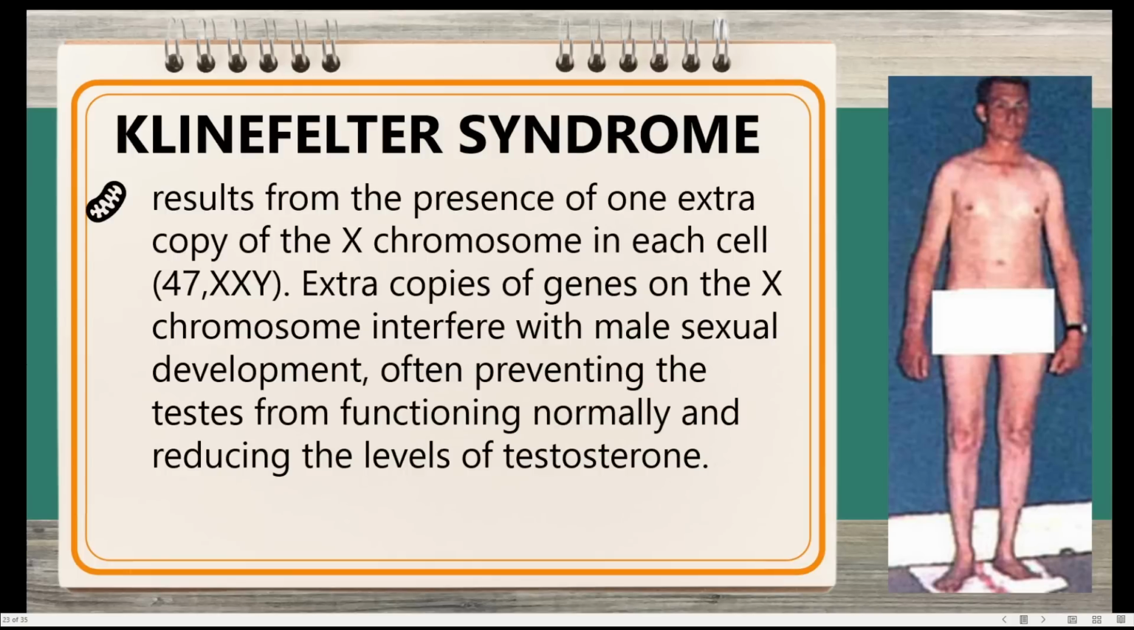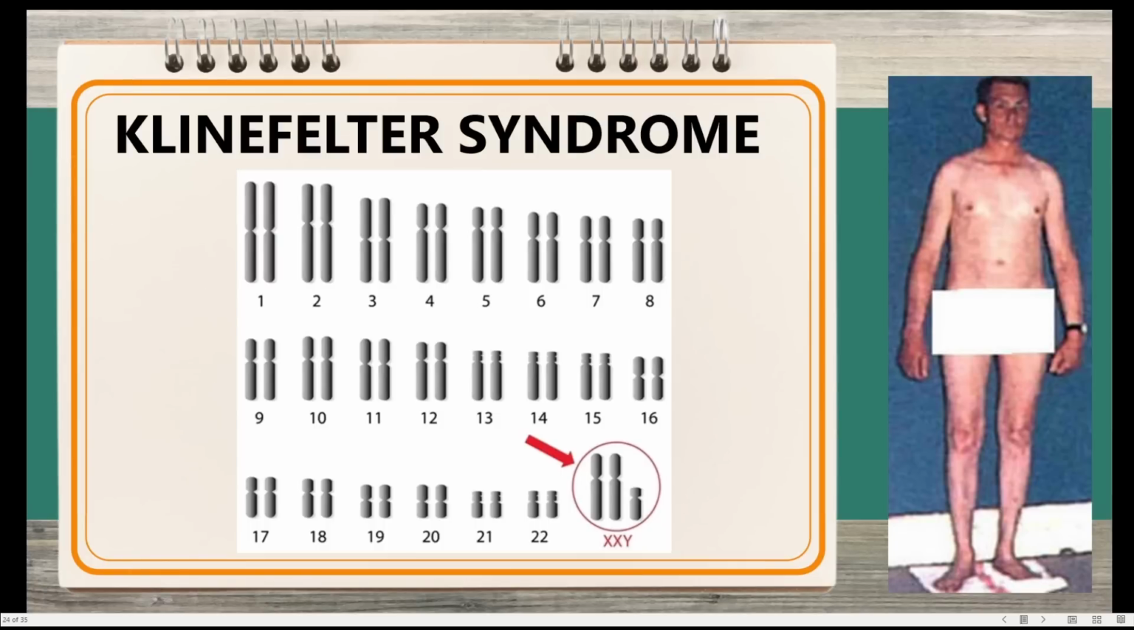These interfere with their sexual development, and their testes would not function normally, and the levels of testosterone would be low. Klinefelter syndrome is also an example of trisomy.